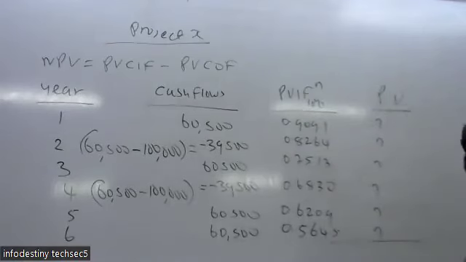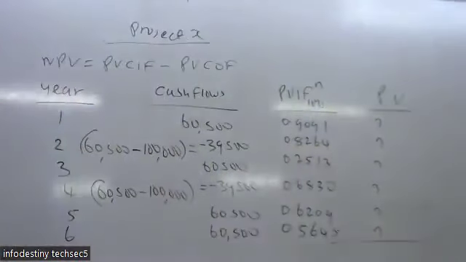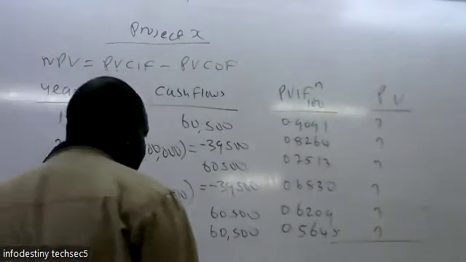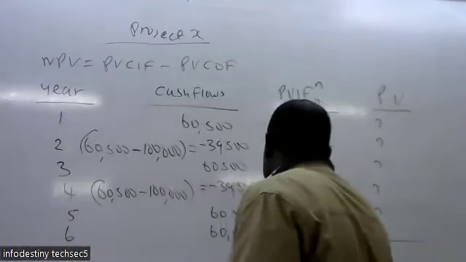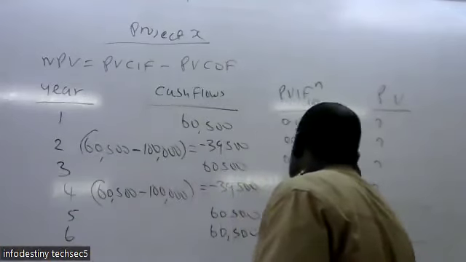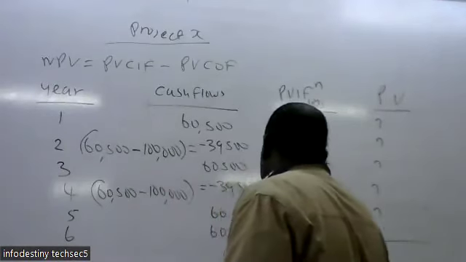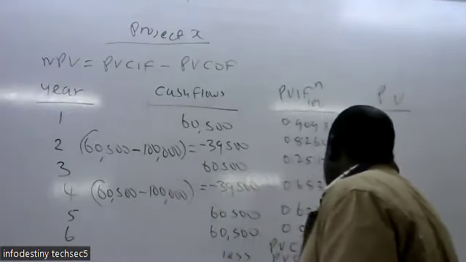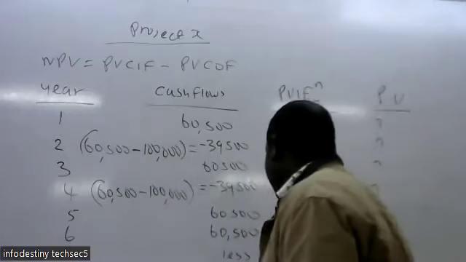Then now you will add them together to give you the present value for the cash inflows. So we shall be required to add them together. Then now you less what was there as the initial cost, and it was 100,000. So that you get the NPV.